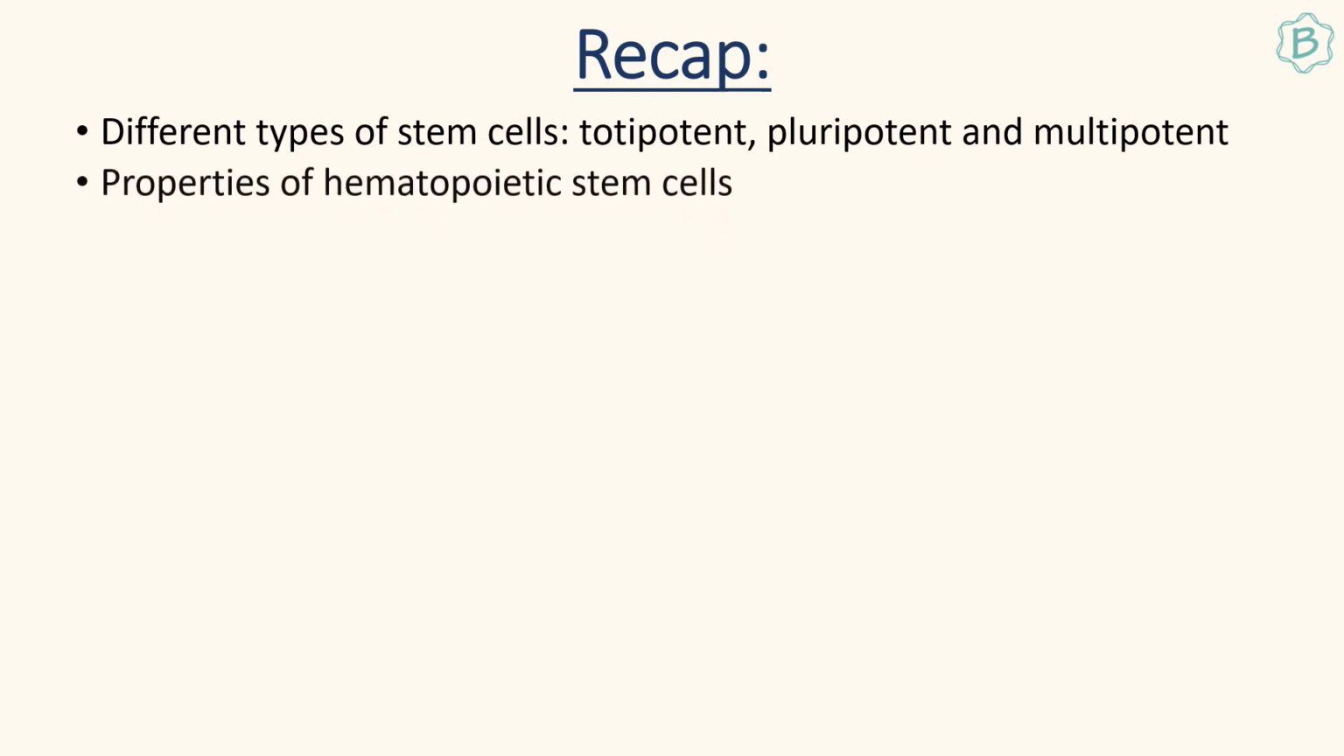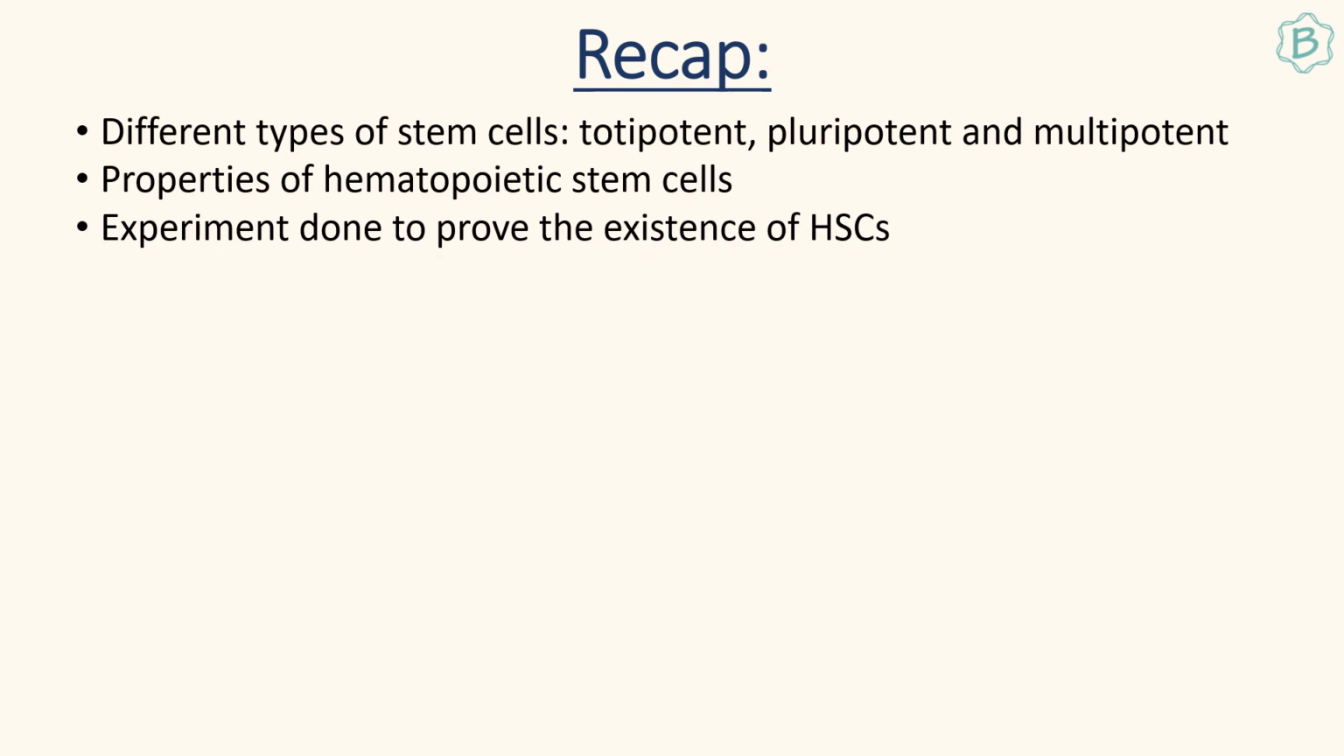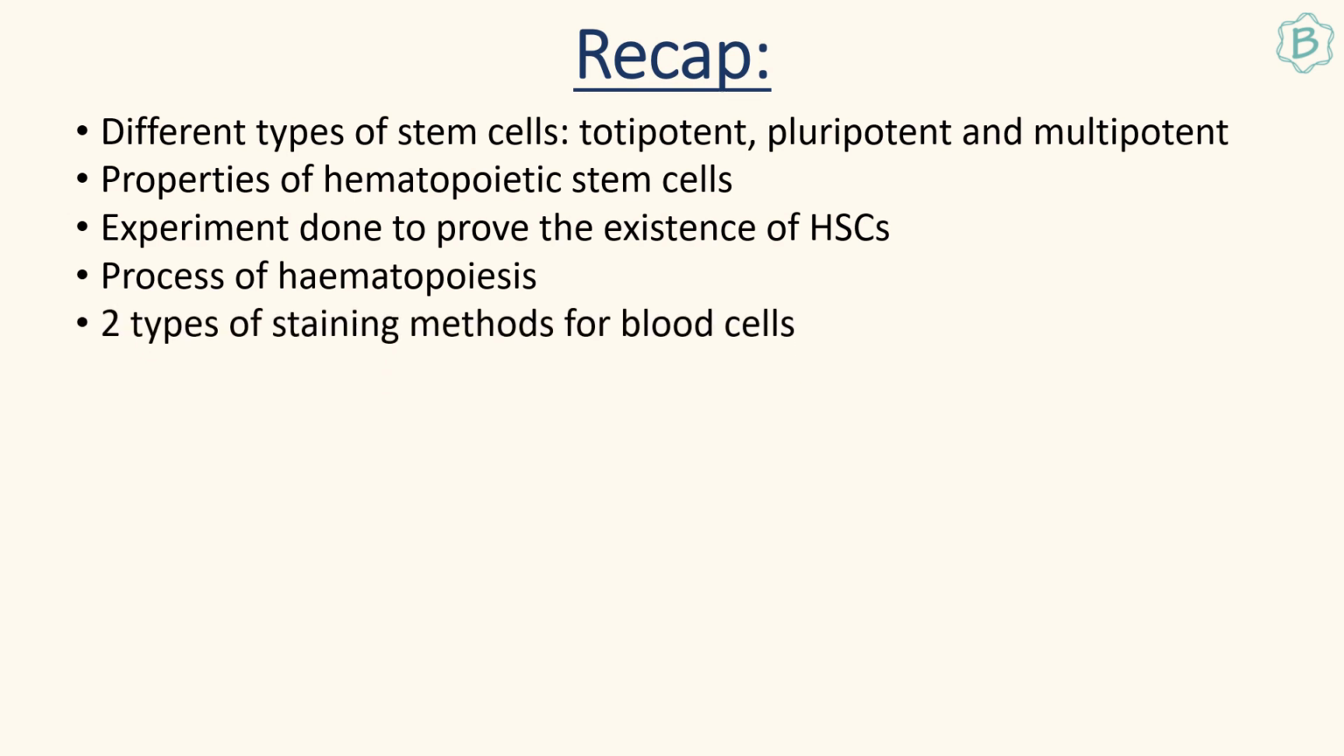Then we looked at the different properties of hematopoietic stem cells. We saw an experimental setup which was done to prove the existence of hematopoietic stem cells. We discussed in detail the process of hematopoiesis, and then we finally looked at the two types of staining methods for blood cells, which is hematoxylin and eosin staining and Romanowsky staining.